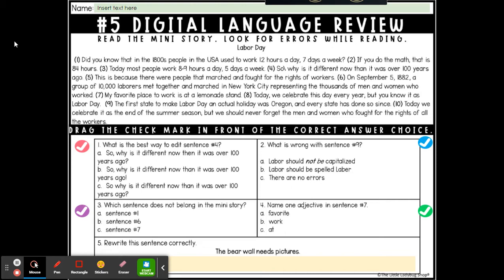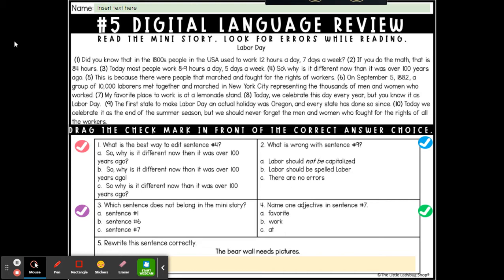On September 5th, 1882, a group of 10,000 laborers met and marched in New York City, representing the thousands of men and women who worked. My favorite place to work is at a lemonade stand. Today, we celebrate this day every year, but you know it as Labor Day. The first state to make Labor Day an actual holiday was Oregon, and every state has done so since.